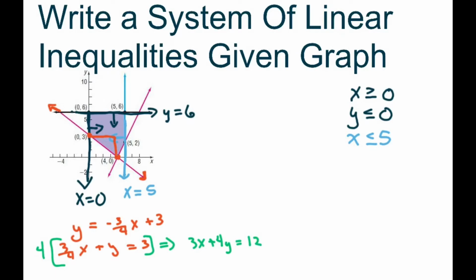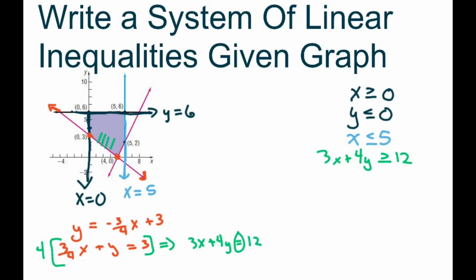Now that we have that, I'm going to erase some of this. We look at this pink line. If you notice, we're shading up from this line. So what we're going to write is 3x plus 4y is greater than or equal to 12. So I just changed that.